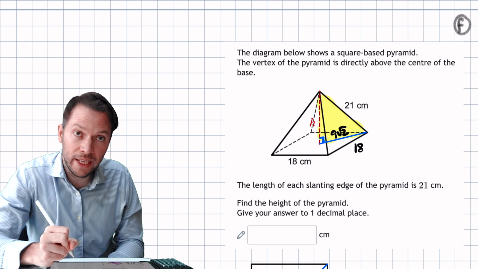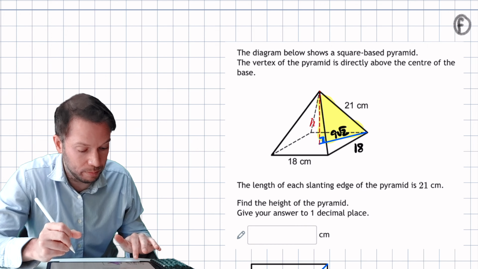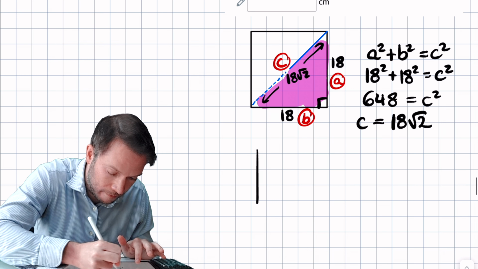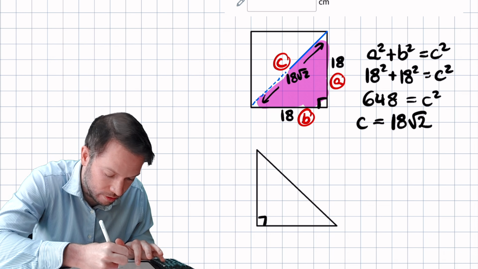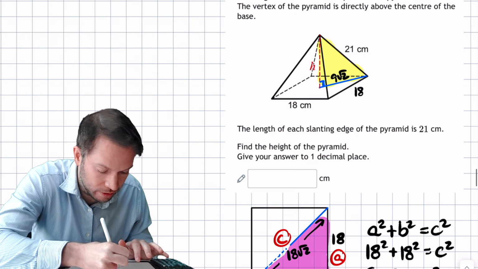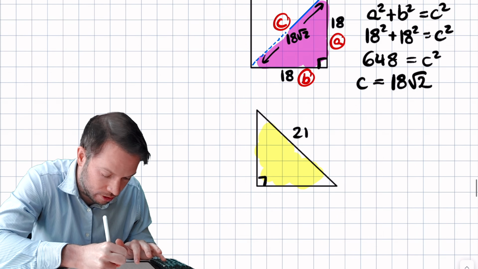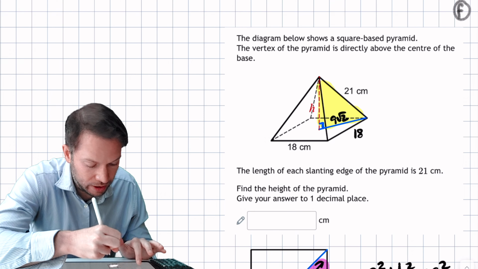Now we've got everything we need in that yellow triangle now, because we've got two of the lengths, we can work out the third using Pythagoras theorem. So let's just draw out that triangle, the yellow one, like this. It's yellow, let's highlight it as yellow. And what are the lengths we've got? We've got the 21 as the hypotenuse at the top. And we've got the base, that bottom length is 9 root 2. And we want to find this height, which is that red length, which is h.